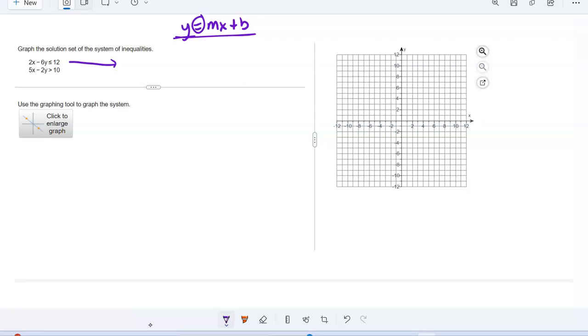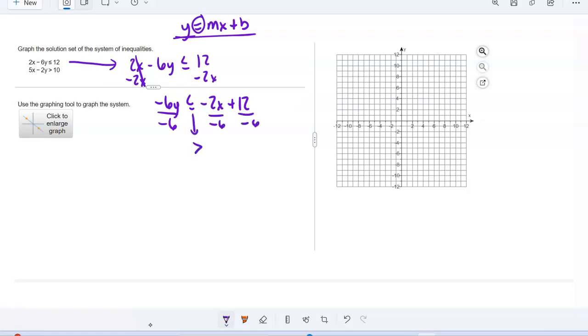So I'm going to take the first one, and I have 2x minus 6y less than or equal to 12, and I solve for y, and I do that by subtracting 2x. I have negative 6y less than or equal to negative 2x plus 12. And then I divide by negative 6. And when you divide by a negative, you have to flip the sign of the inequality. So that's going to cancel over here, leaves me with y. Negative 2 over negative 6 reduces to a positive 1/3 x.